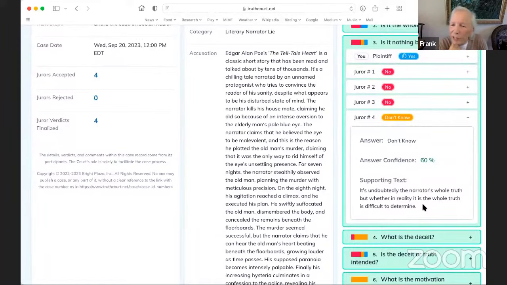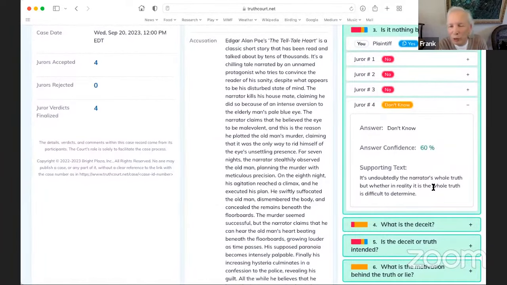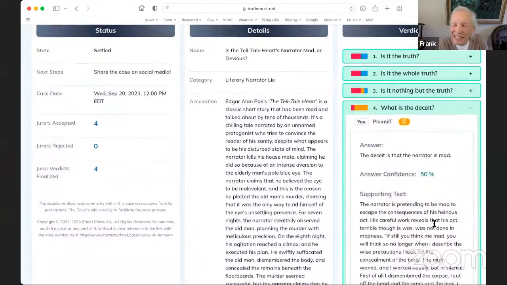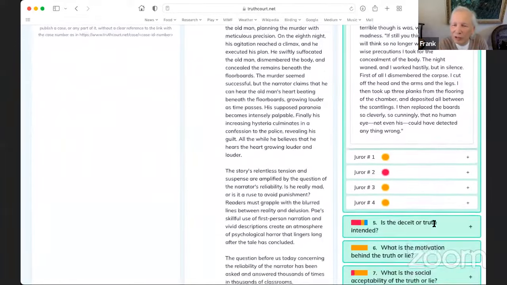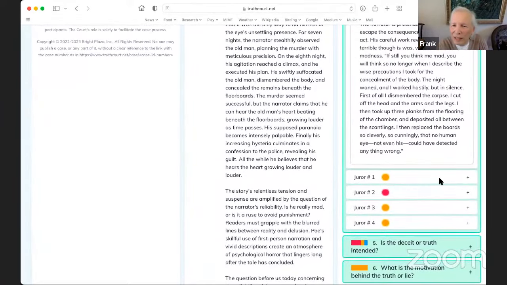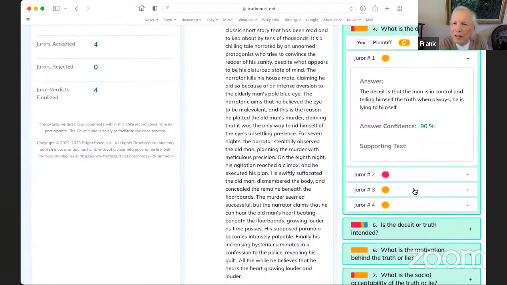It's undoubtedly the narrator's whole truth, but whether in reality it is the whole truth is difficult to determine. Yes, that's true. Remember, this is a story, though, so there is no real reality. What is the deceit? Again, my answer is the deceit is mad. Let's see. Juror number 1 says, the deceit is that the man is in control and telling himself the truth when always he is lying to himself.